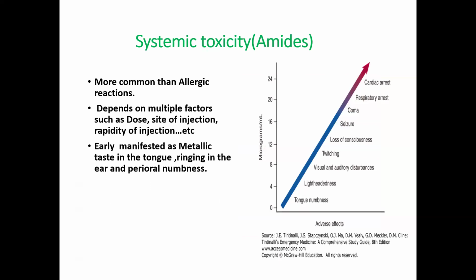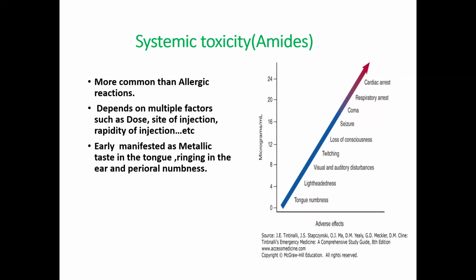This is a systemic toxicity from the epinephrine, for example. But amides, like lidocaine and bupivacaine and others, can cause systemic toxicity depending on the amount of the medication you're injecting and the site of the injection. You might have, starting with tongue numbness, then you can start to have lightheadedness. You can get visual and auditory disturbances, twitching, loss of consciousness, and then it can end with seizure or coma.